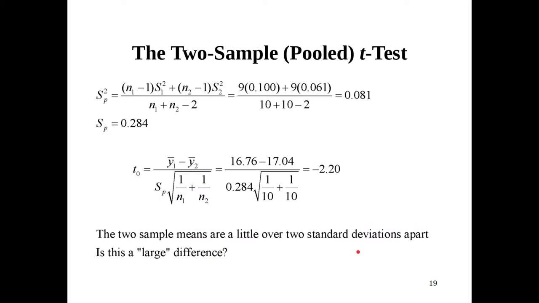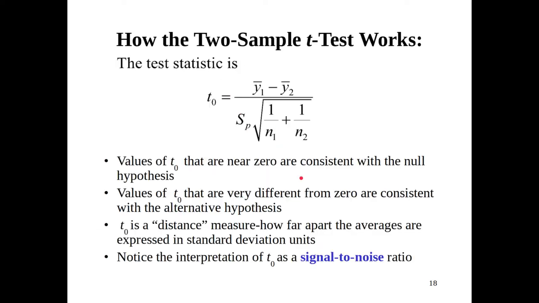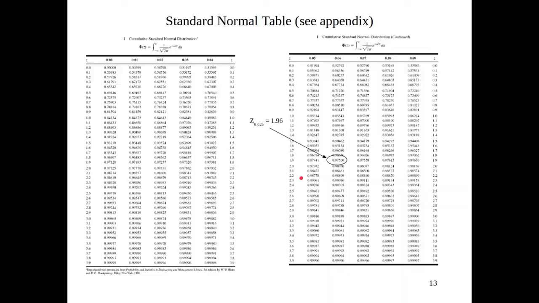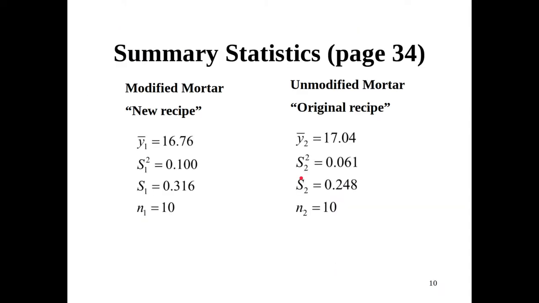So for our problem, we can plug in the values of s1 square and s2 square, which we have previously calculated. We have all those values, y1 bar, y2 bar.